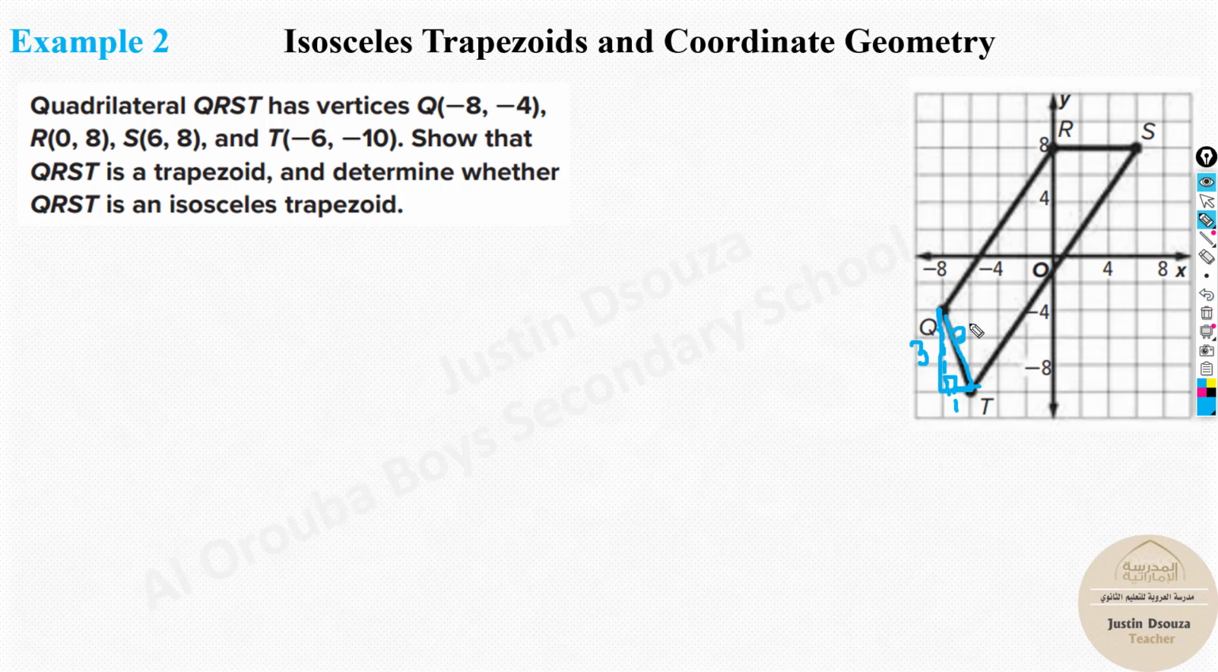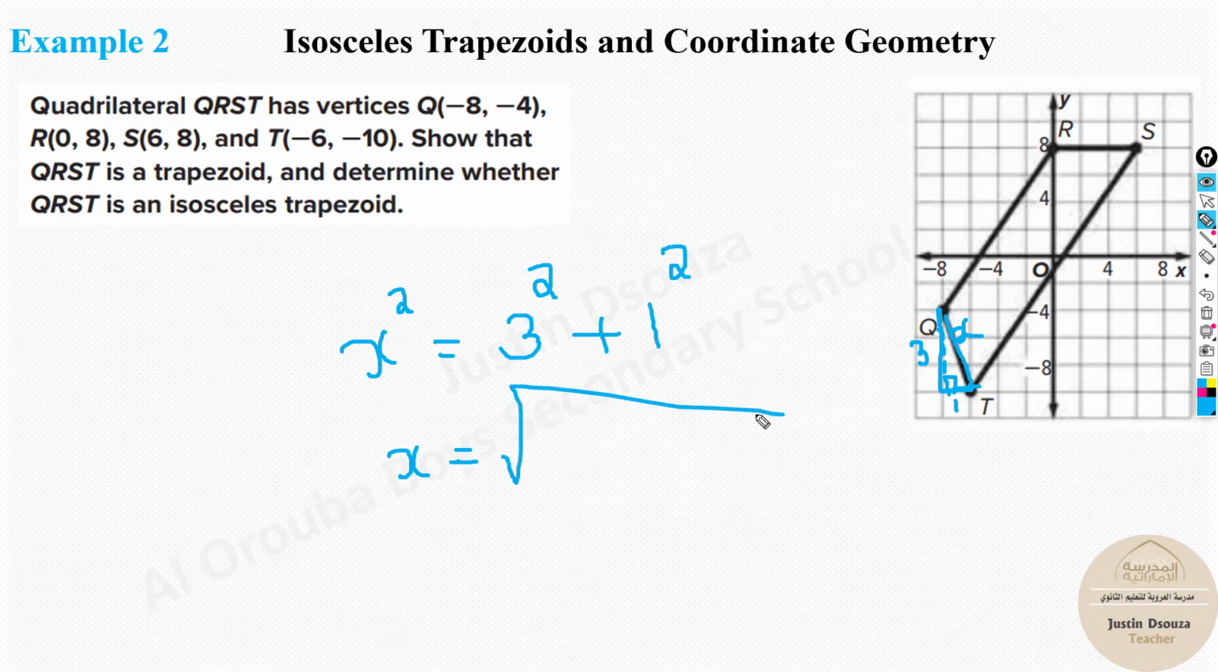Sorry, I don't know this value x. X square will be equal to sum of the other two sides. That is 3 square plus 1 square. This is the Pythagoras theorem. Now take the square root of this. X is equal to square root of 3 square is 9 plus 1 square is 1, that is square root 10. Okay. Now this will be equal to over 3.3. It's just more than 3. Okay. 3.1 or 2, something like that.